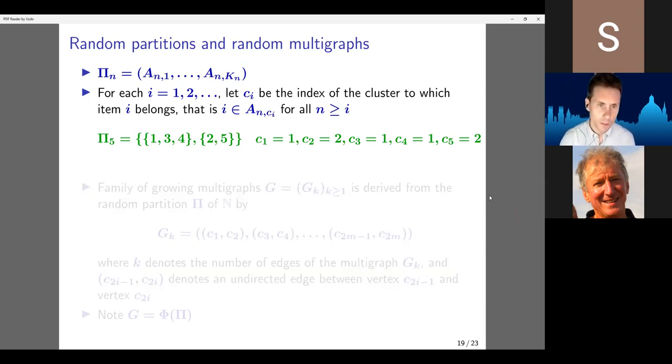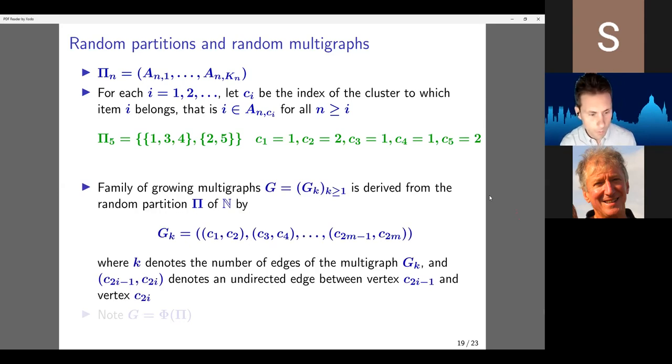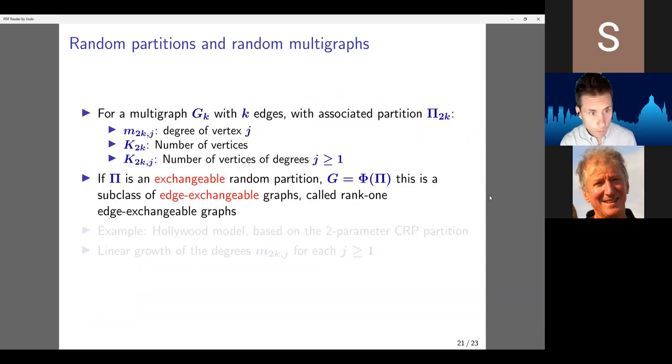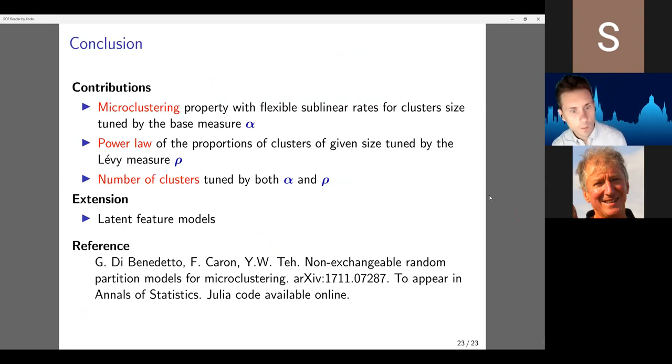Just to mention that you can use this model as a model for random multigraphs quite directly, with the property that if you use it for such a model, you obtain models where the degree of the node, the number of connections of that node, increases sublinearly with the size of the network, which is different from the behavior of some recent random graph models based on exchangeability of the edges. Maybe I finish here.